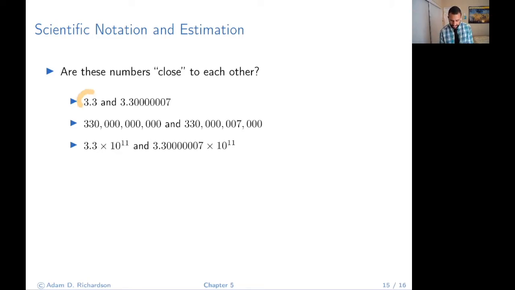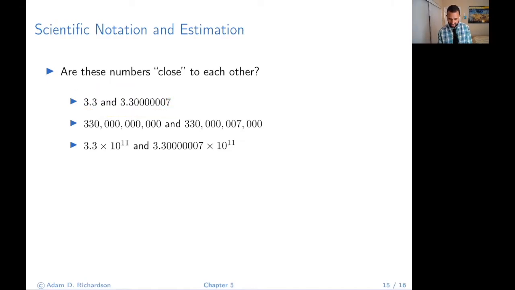Here, I'm guessing that most of you said those two numbers were certainly close to each other. One way you can explain it is to think about it in some kind of context, like dollars. What's the difference between $3.30 and $3.30 plus some tiny fraction of a penny? Would you say those two quantities are close to each other? I think most people would say yes, those two numbers are close to each other.